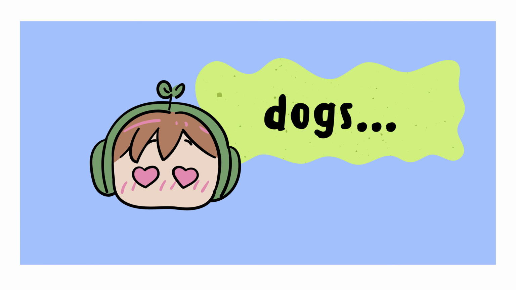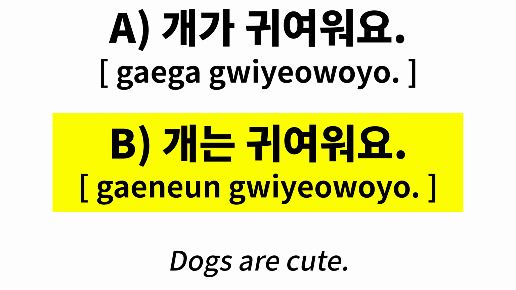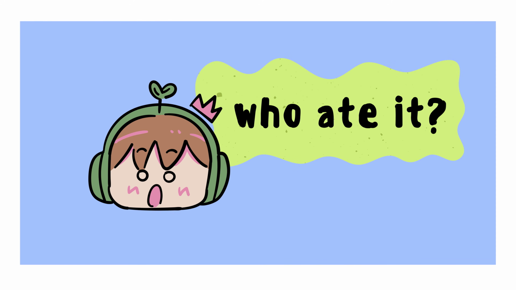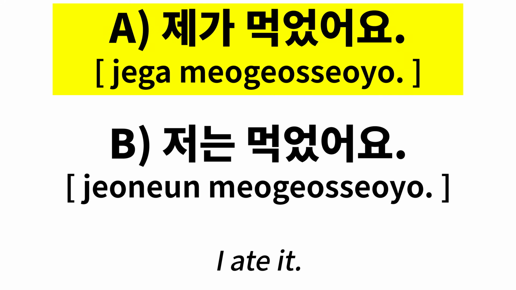I'll give you pairs of sentences. Choose the correct one based on topic, subject, object, or location. You're talking generally about dogs. A. 개가 귀여워요. B. 개는 귀여워요. Correct: B. 은, 는 for a general statement. You're answering who ate it. A. 제가 먹었어요. B. 저는 먹었어요. Correct: A. 이, 가 highlights I'm the one.